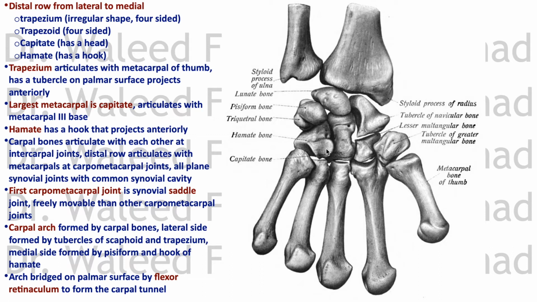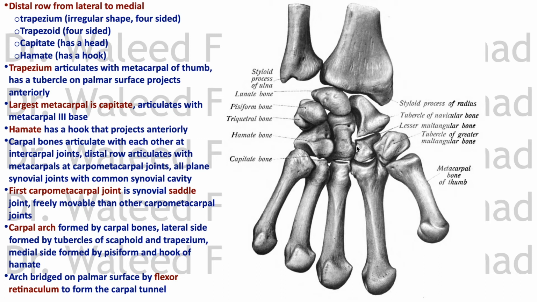And the carpal bones articulate with each other at intercarpal joints. The distal row articulates with the metacarpals at the carpometacarpal joints. All are plain synovial joints and share their synovial cavity. The first carpometacarpal joint is synovial of the saddle type, and has more movement than the others to give free movement for the thumb.